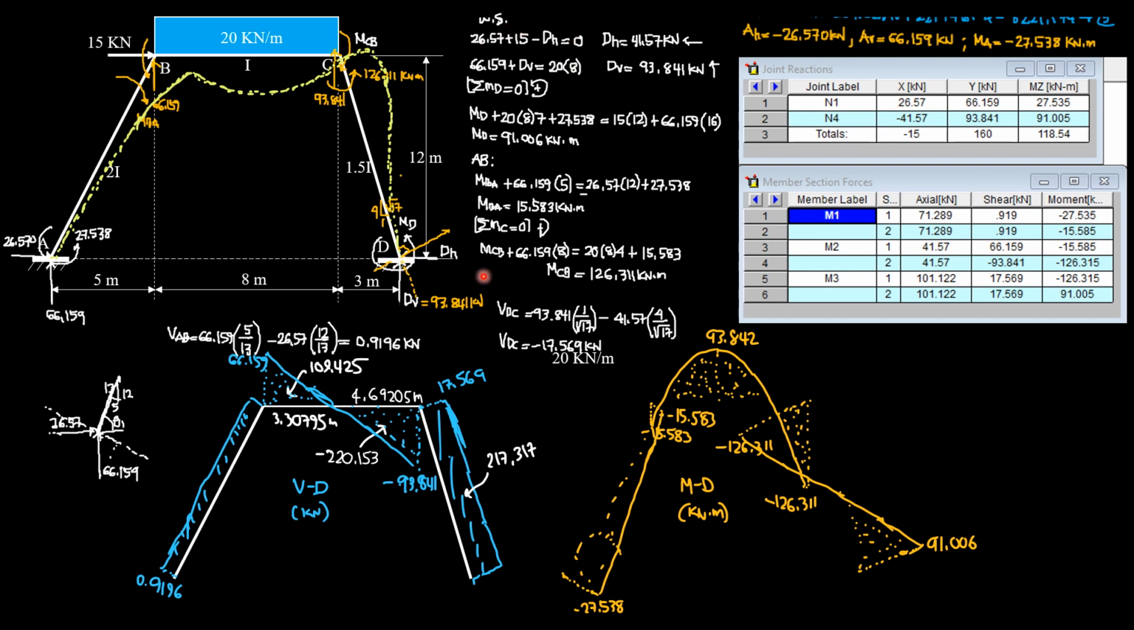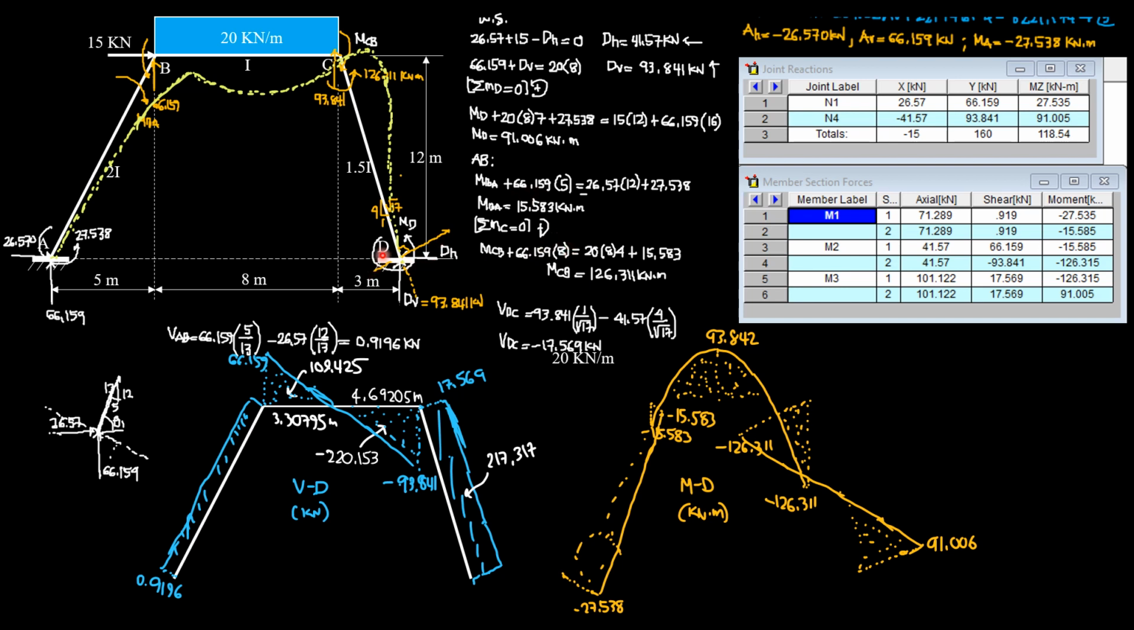Then, considering the entire system, summation of forces horizontal, so we have 26.57 rightward plus 15, then minus DH, which is assumed leftward, equals 0. So DH is really 41.57 leftward. 41.57 at node 4. Negative means leftward.